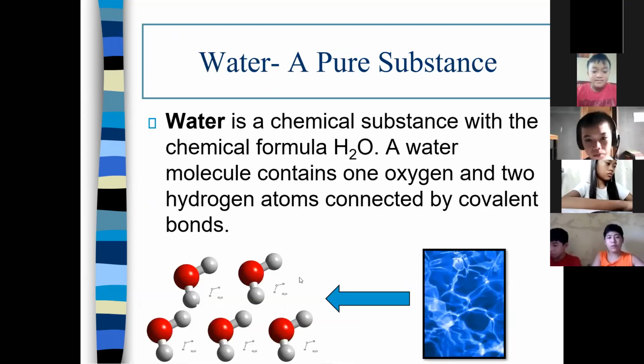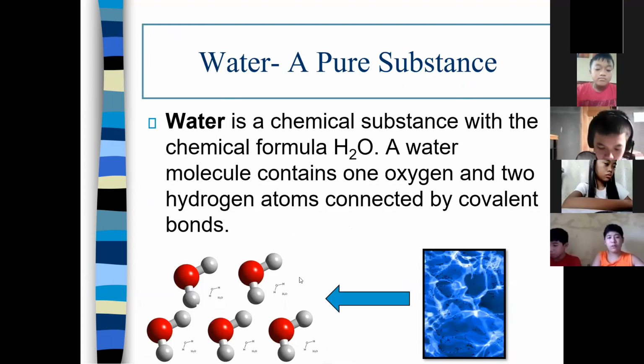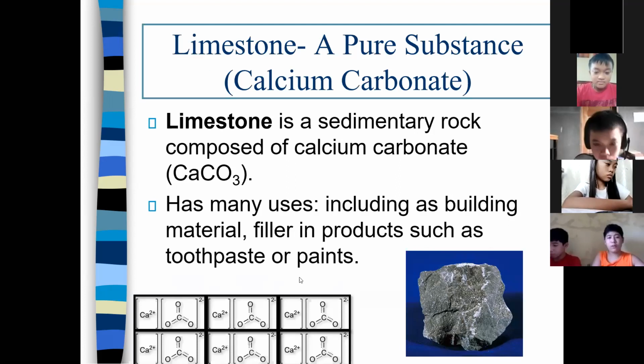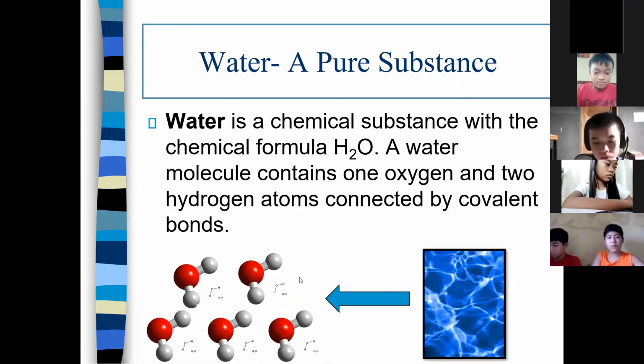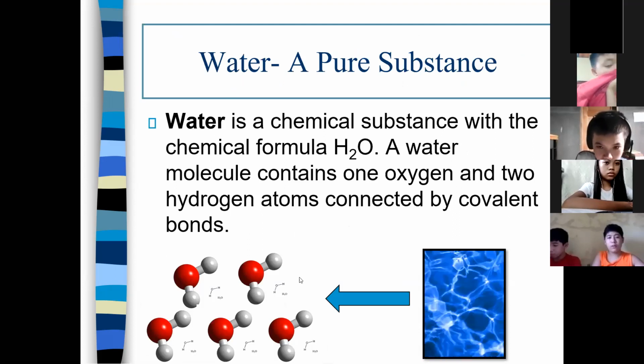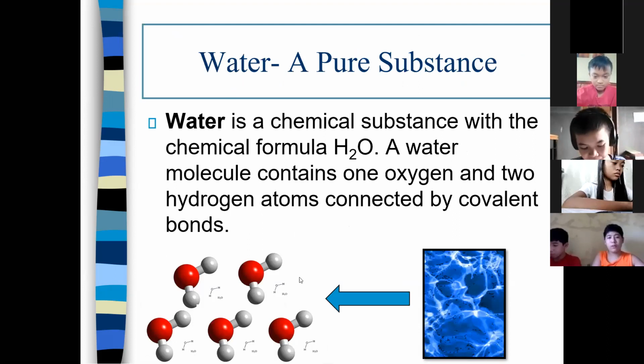Okay, as mentioned a while ago, class, we have another example of a pure substance, and that is water. Water is a pure substance which is made of hydrogen and oxygen molecules. But this is not read in a technical term like the other one. The other one was calcium carbonate, but this will not be read as dihydrogen oxide. This is simply read as water. The molecule of water is made of one oxygen and two hydrogen atoms connected through a covalent bond. Also, you'll understand what a covalent bond is when we discuss the periodic table, okay?